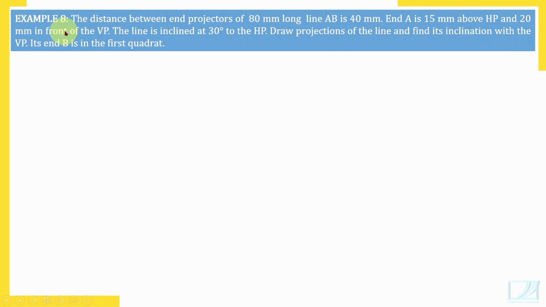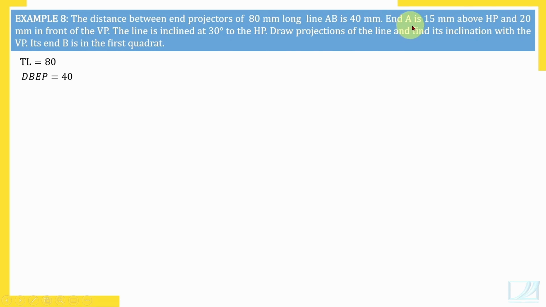Read this problem. The distance between end projectors of an 80 mm long line AB is 40 mm. So in the first statement, this information is true length: 80 mm long line AB, true length, and distance between end projectors is 40 mm. So DBEP is 40 mm, distance between end projectors. End A is 15 mm above HP and 20 mm in front of VP.